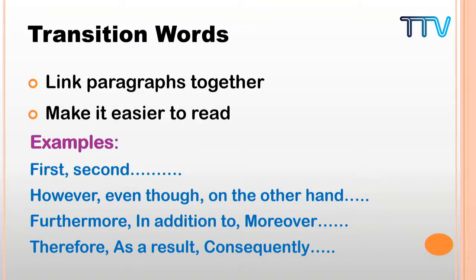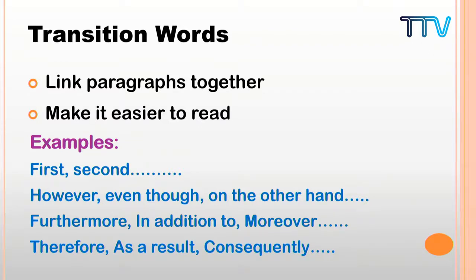First, second, as I told you, when you are listing something, stating points. And then you have however, even though, on the other hand. This is when you are showing some sort of contrast. And furthermore, in addition to, moreover, similar points, when you are trying to connect and link the different paragraphs.